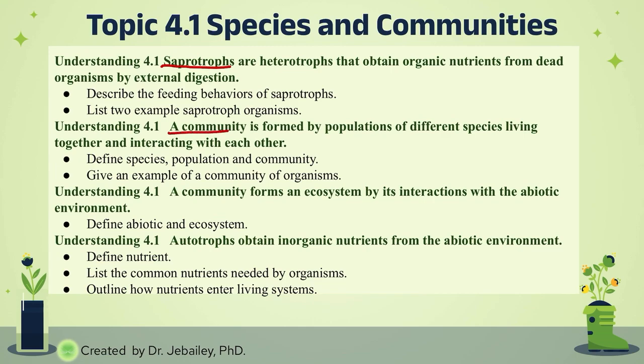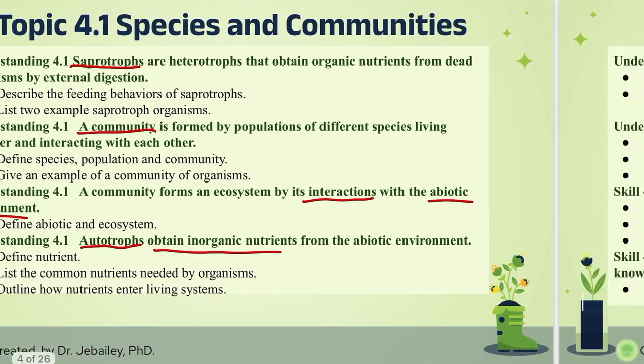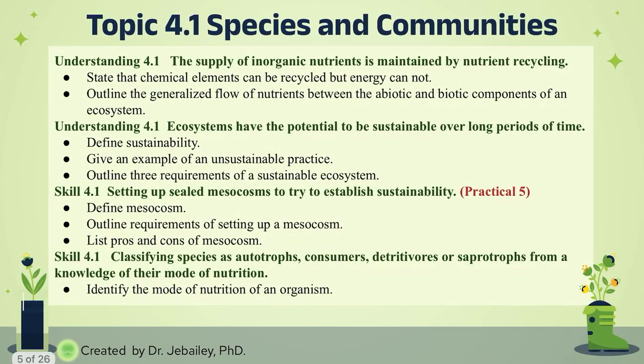We're also going to talk about what a community is and what it is formed from, and what interactions happen with the abiotic environment that they live in. We're also going to talk about how the autotrophs obtain their inorganic nutrients, and how these inorganic nutrients keep on this nutrient cycle that is going around. We are going to talk about how to make sure that the ecosystem continues and is sustainable for a long period of time.